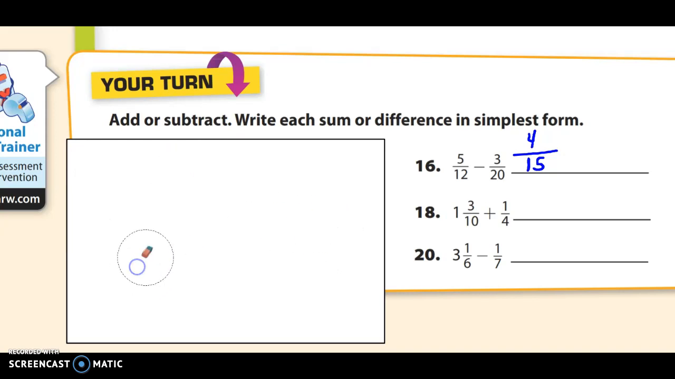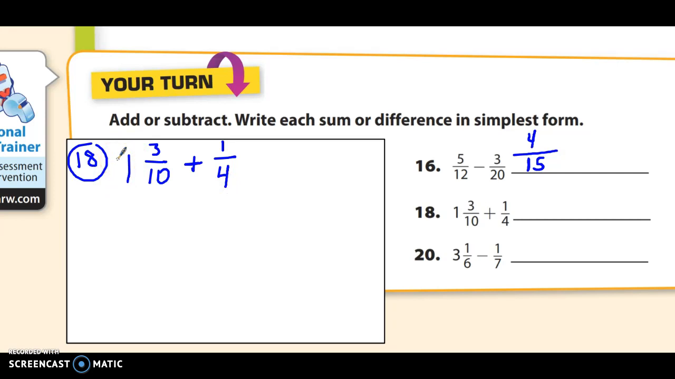All right, number 18. We've already seen a mixed number, so we're not going to get too nervous about this. 1 and 3/10. We're not even going to worry about the 1. We'll do that at the end. We're going to add that to 1/4. So I'm going to ignore this 1 right here.